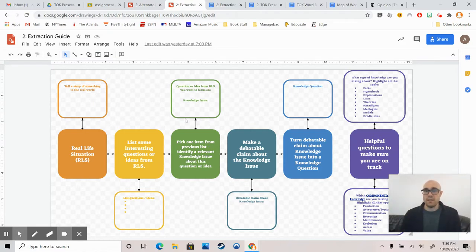I am going to ask you to identify what steps you're at so that this extraction piece, this first third of your TOK presentation, is rock solid and very, very good. If you get this first third down, you have set yourself up for success. I don't want to say you can't get below a 4, but it's really hard to get even below a 4 if you can get this extraction piece down. So please take a look at this and work through it, think through it with your own real life situation and how you're going to get through each one of these steps to that knowledge question.